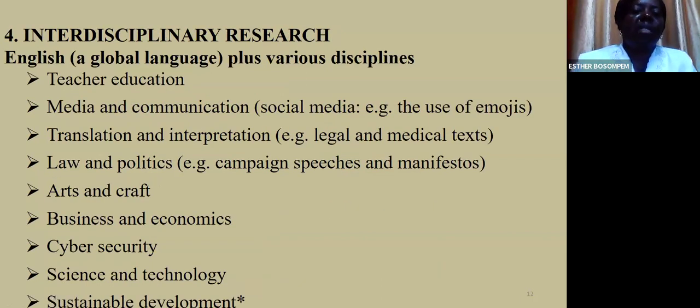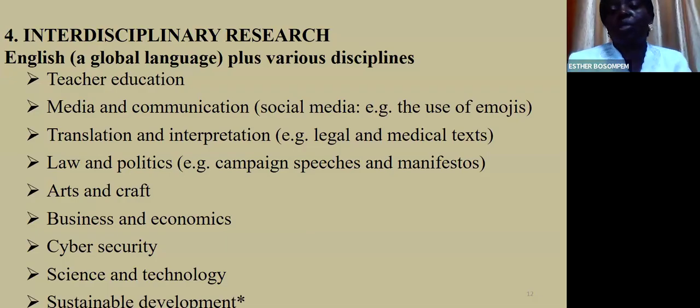All right, this is the final one. An area we can also look at is interdisciplinary research. English language is a global language. So if we blend it with other areas, it becomes so rich in terms of research. So we can look into teacher education. So many issues are there. We can look into that.